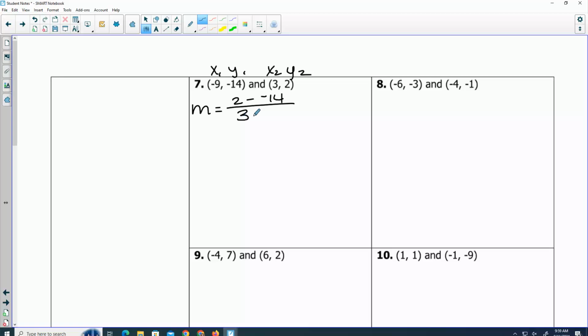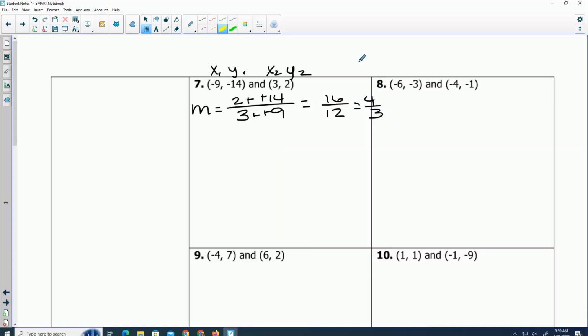3 minus negative 5. Alright. Minus a negative becomes positive. So 2 plus 14 would give us 16. Minus a negative, so positive. 3 plus 9 is 12. But what do I need to check on that? If we can lower it. If it reduces. 16 over 12, what's that turn into? 4/3. We divide them both by 4.